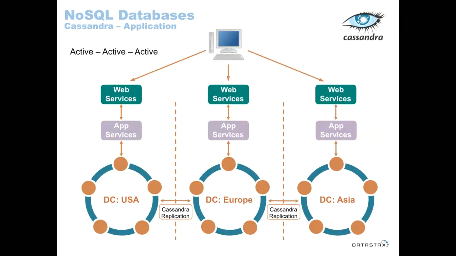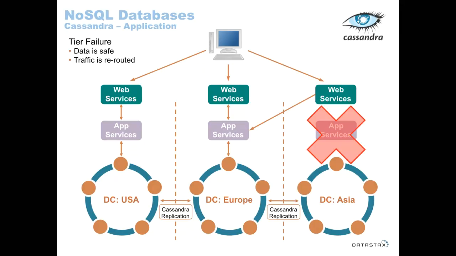Now, here are some quick examples. This is 3 data centers spread around the world. Active, active, active means that they're all running at the same time. With routine maintenance, nodes are taken down. The application is totally unaware of this because of the replication factor and the fact that nodes can all communicate with each other.